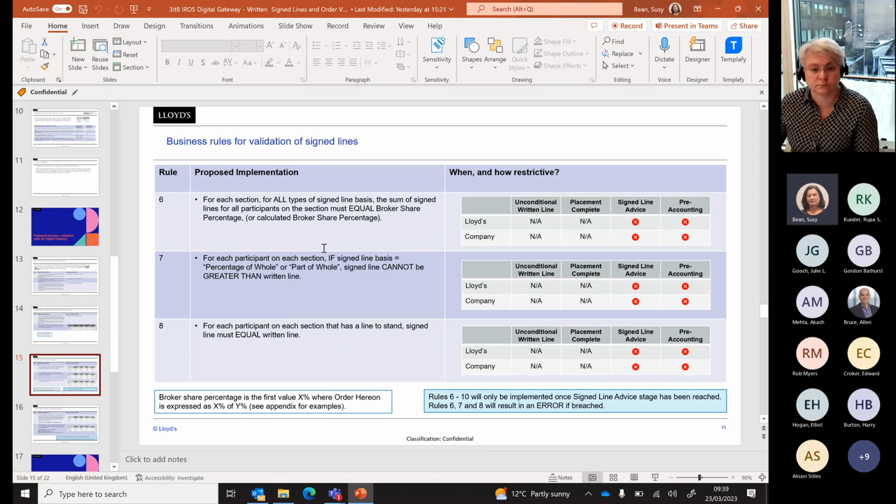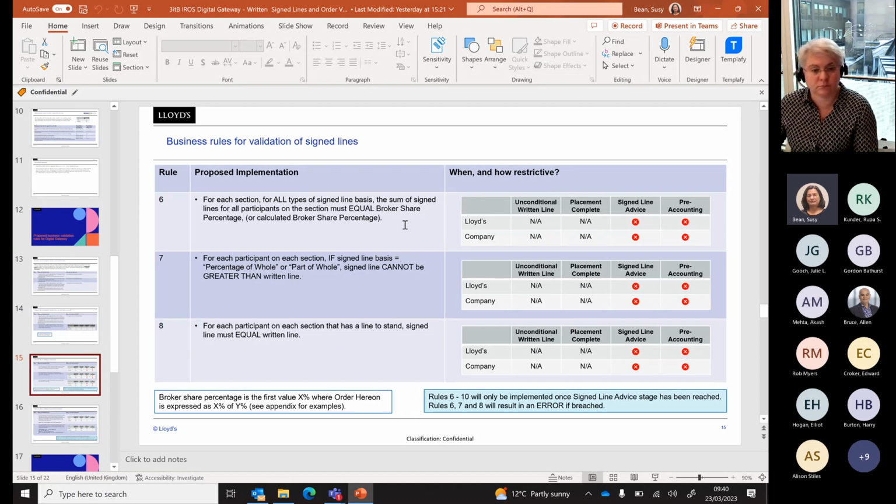So the first rule is for each section, for all types of sign line basis, the sum of the sign lines for all participants on the section must equal the broker share percentage or the calculated broker share percentage. This rule is only being applied at sign line advice and pre-accounting stage. And if they don't match the broker share percentage, then this would be an error and it wouldn't proceed.